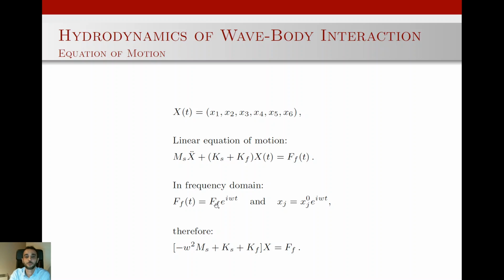In the frequency domain, let's assume that this force can be written in harmonic form, where omega is again the wave frequency, and the displacement xj can also be written as an amplitude times e to the power i omega t, where this amplitude actually has a real and an imaginary part. So if we substitute this into this equation, we arrive at this equation that describes the linear equation of motion of the body.